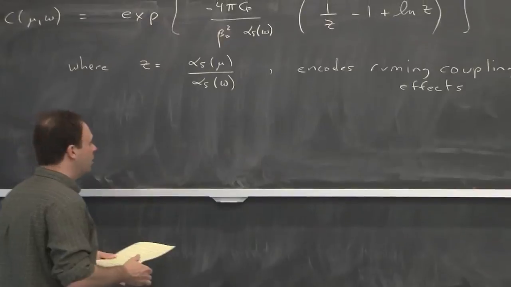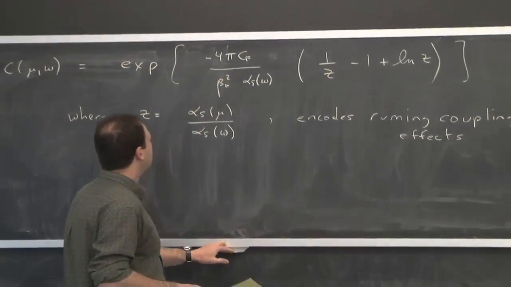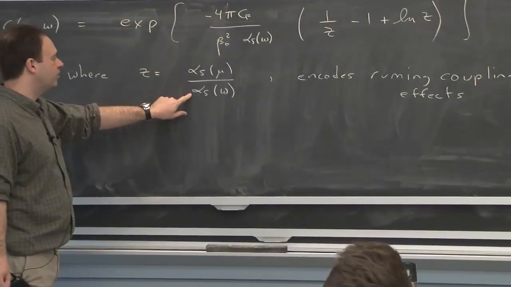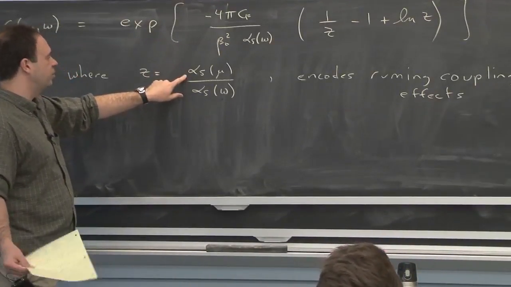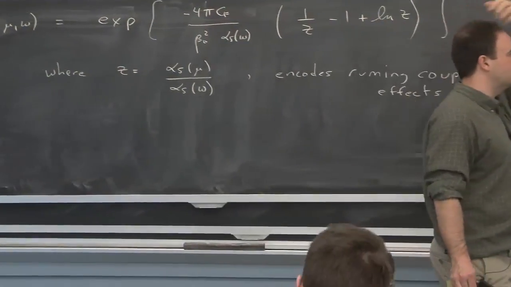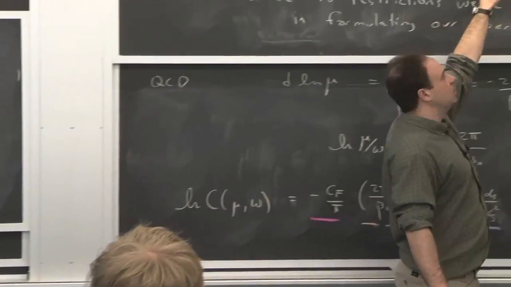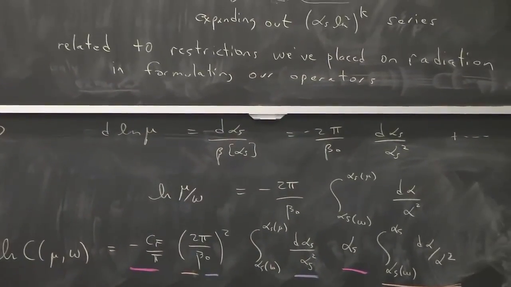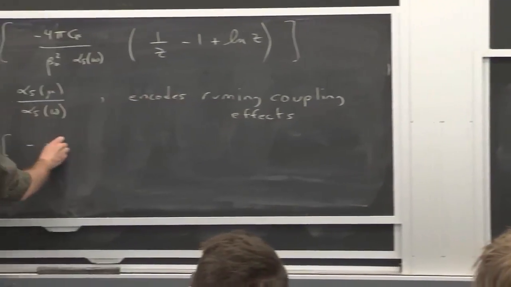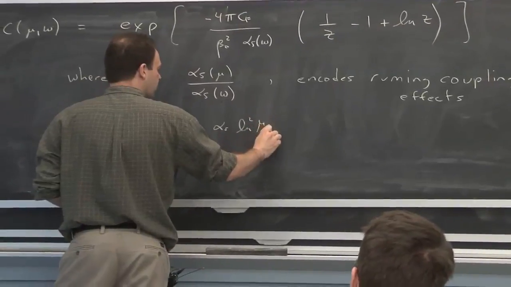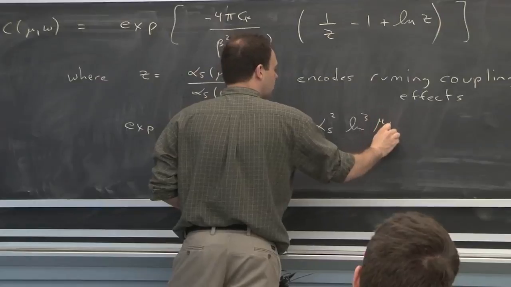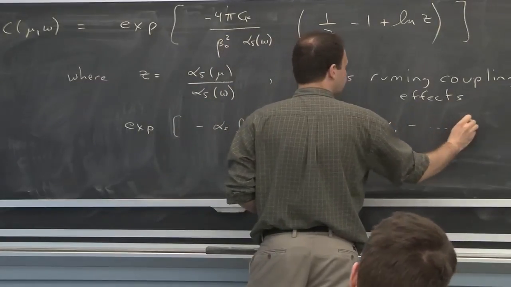Okay, so if we were to take this now and expand z, expand about alpha of w, then we would get logs of mu over w, right? And so what you should think that this z dependence encodes is an infinite series in this exponential. And so the structure of that infinite series, if I was to expand, would be alpha log squared mu over w, alpha squared log cubed mu over w, etc.